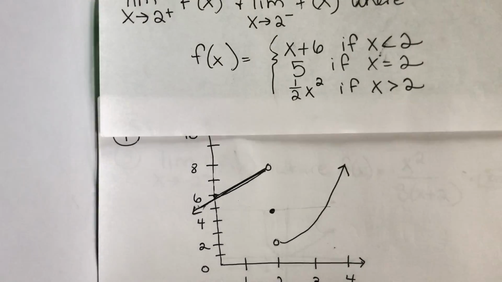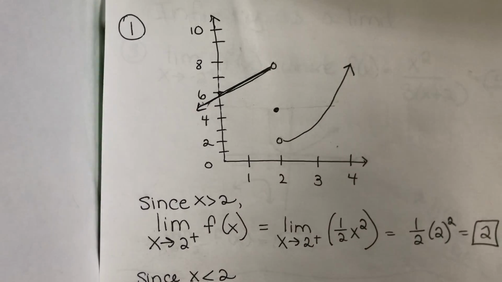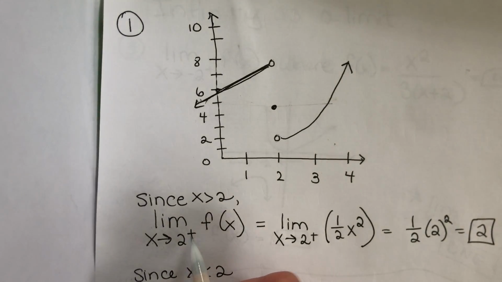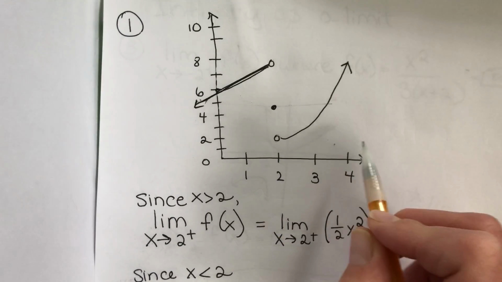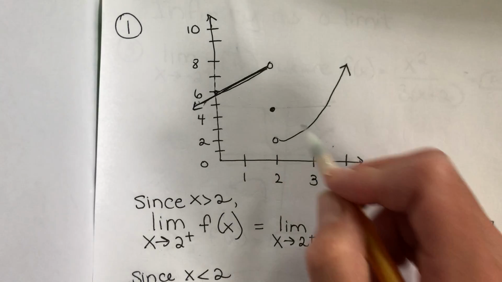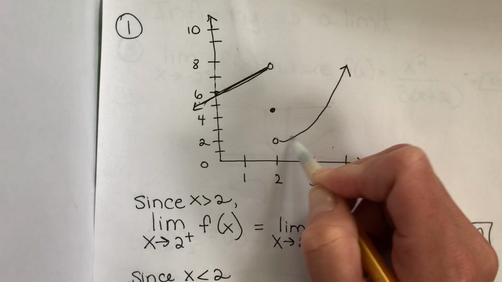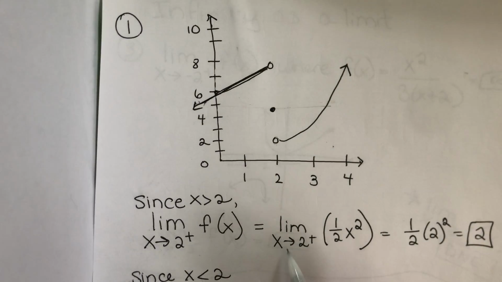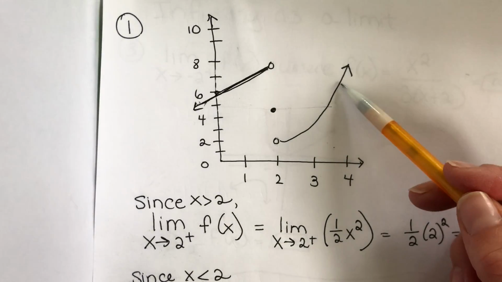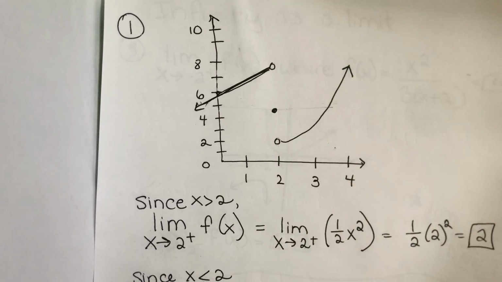So right now, I want to take a look at the limit as x approaches 2 from the right side. So here's the number 2. I'm only looking at how we approach the number 2 from the right side. So I'm not looking at any of this stuff over here. So as I approach 2 from the right side, I'm basically just looking at that parabola, the 1/2 x squared. So the limit as x approaches 2 from the right, that's what that plus means. Well, as we approach the number 2 from the right, these values are getting closer and closer and closer to the number 2. So that's the limit.